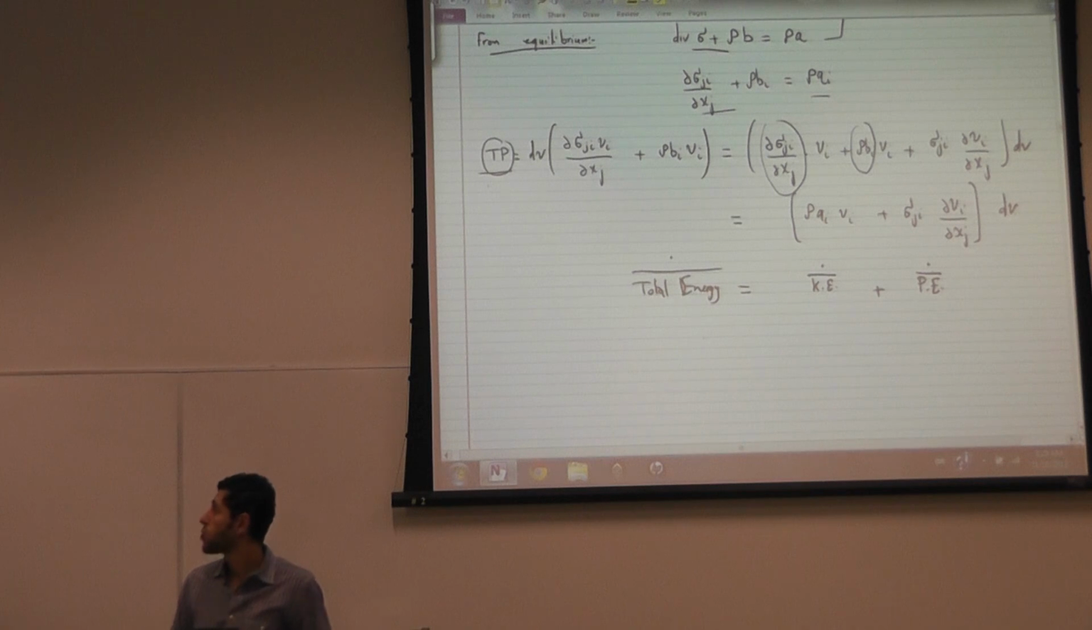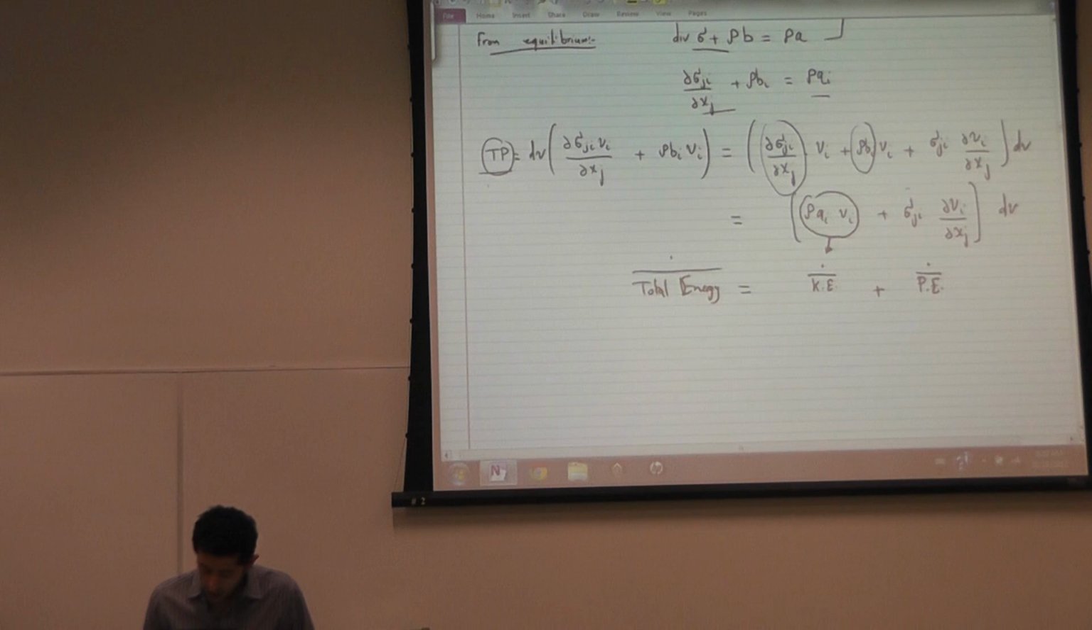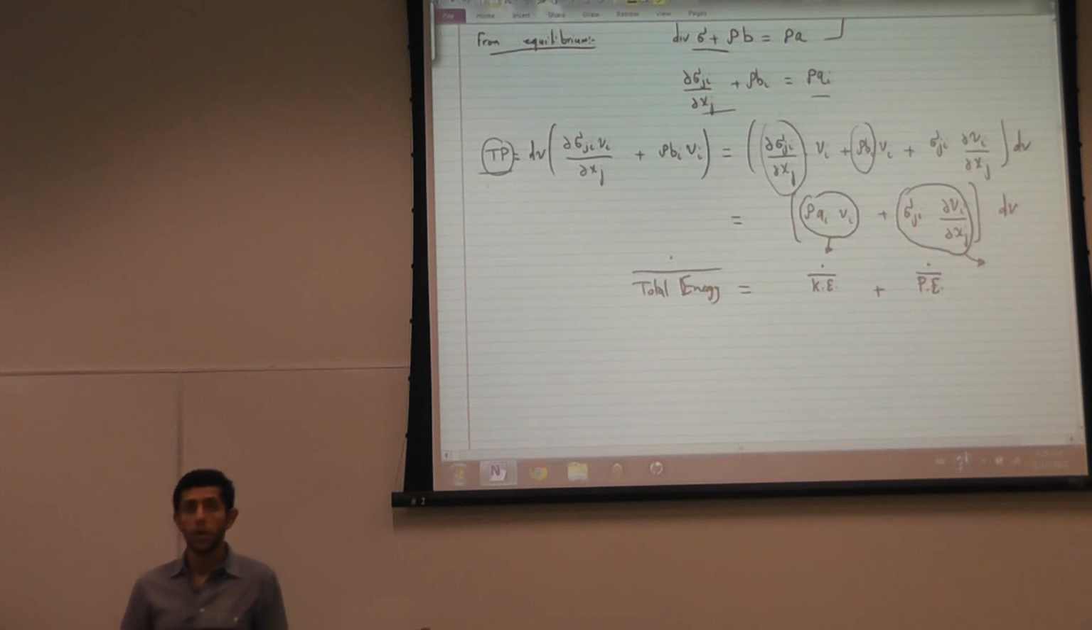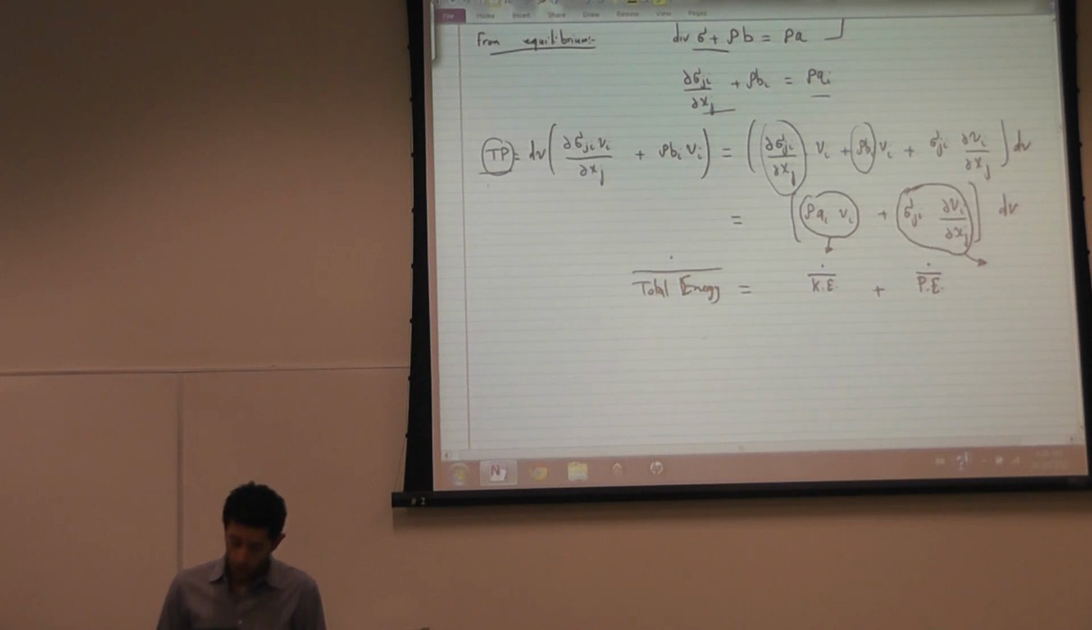So what we want to prove now is that this is indeed the rate of change of the potential energy. And if this is true, then this would be what I'm looking for. So I want to show that the potential energy is equal to this term.